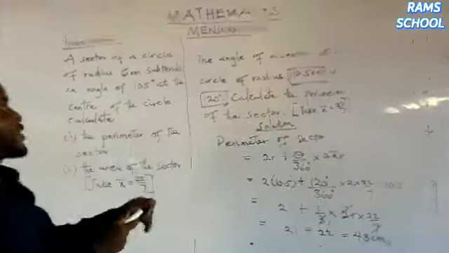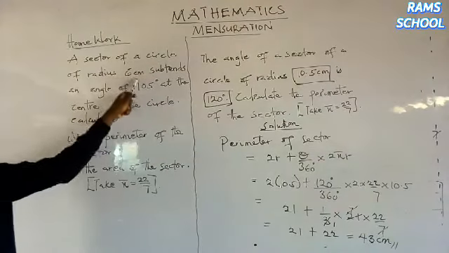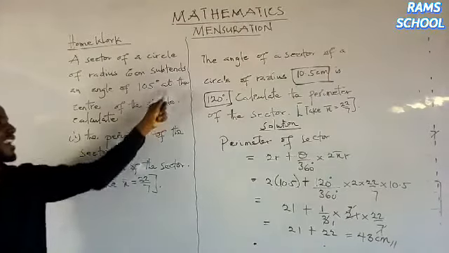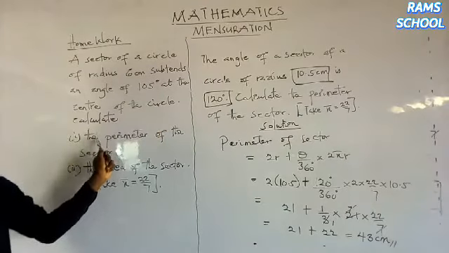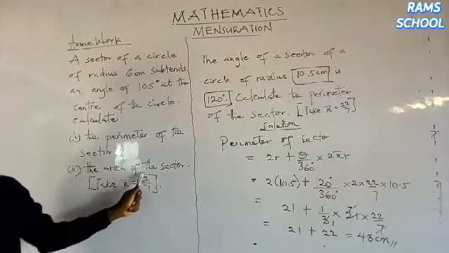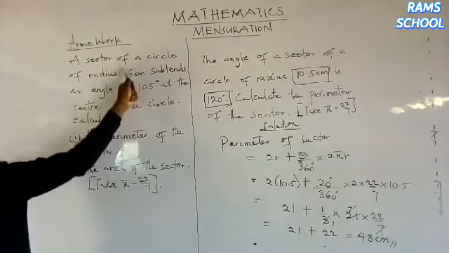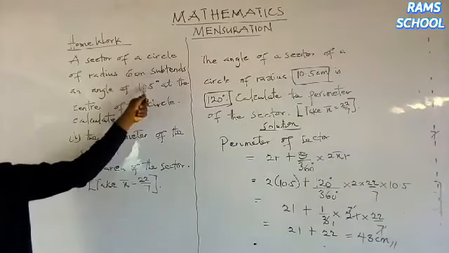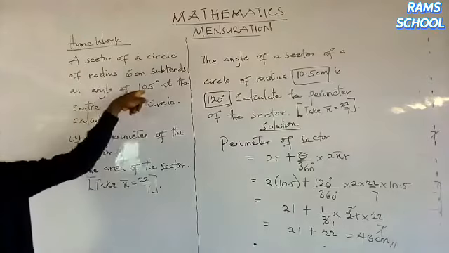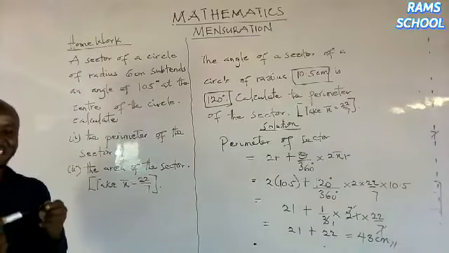So you are taking this one as your assignment. A sector of a circle of radius 6 centimeters subtends an angle of 105 degrees at the center of the circle. Calculate I, the perimeter of the sector, II, the area of the sector. Take pi to be 22 out of 7. Take note, the angle is given to you and the radius is also given to you. The 105 degrees here is the angle that the radius subtends at the center, so it's the theta. So try your hands on this and give me your solution for evaluation.